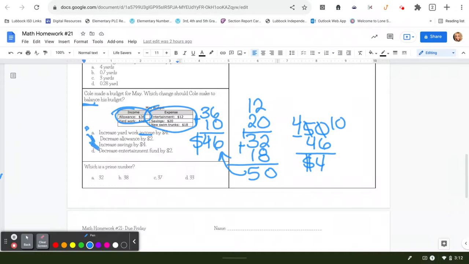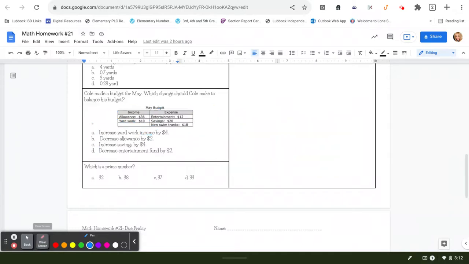Okay, here's your distractor answer. Decrease entertainment fund by $2. Is that enough? No, it would make sense to decrease what he's spending on entertainment, but $2 is not going to balance the budget. He'll still be in the hole $2. So our answer is A, earn $4 more at his yard work job.